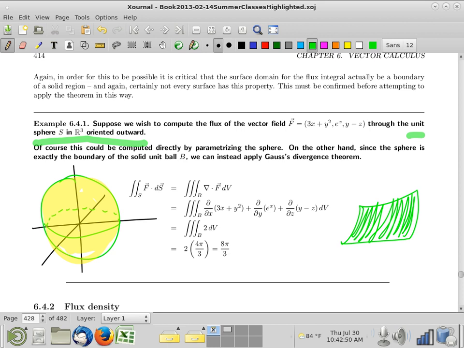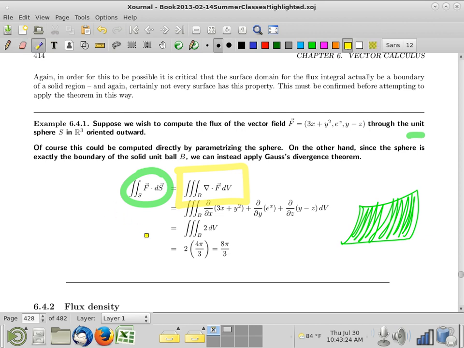So realizing that the surface is the boundary of a solid, I can rewrite the original flux integral over the surface as a triple integral over that solid. Everybody see how that worked? So that's where we use Gauss's divergence theorem. Again, it's on us to make the realization that it applies in this case. And again, I keep showing you these happy little examples where it works out super well.